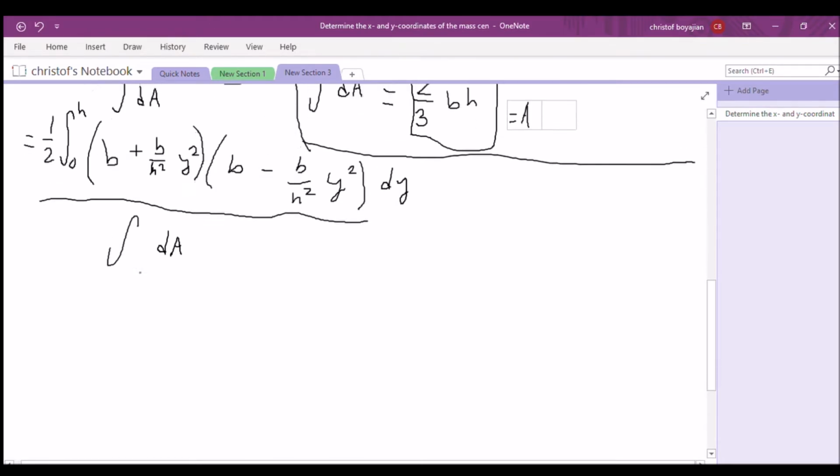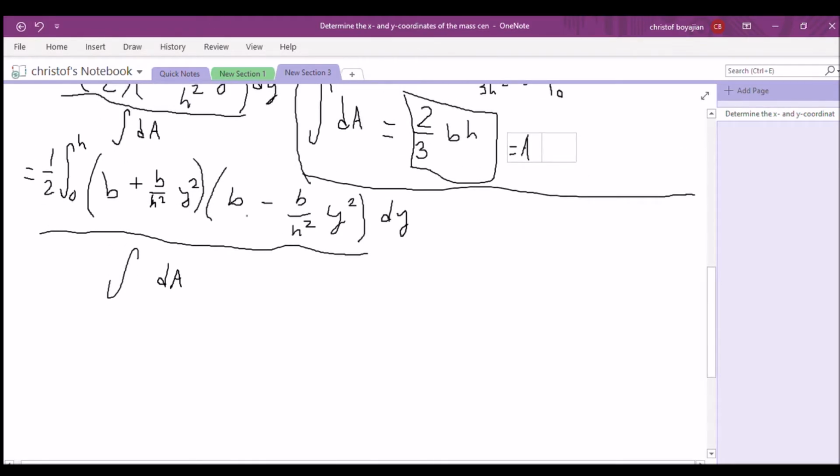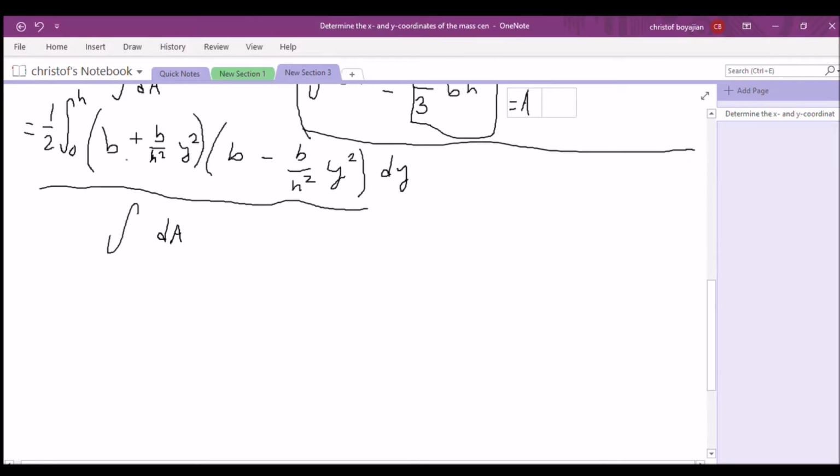Okay, so we can FOIL this out, and we should notice that these are factors of a minus and a plus of the same things, right? We have b plus b over h squared times y squared, and this is b minus b over h squared times y squared. So if we FOIL, we're going to have this. Now you can go ahead and FOIL this out. I assume you should know how to FOIL.